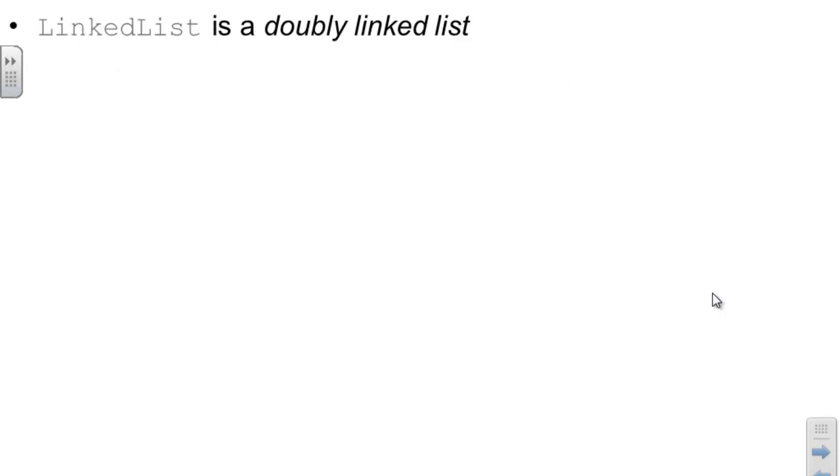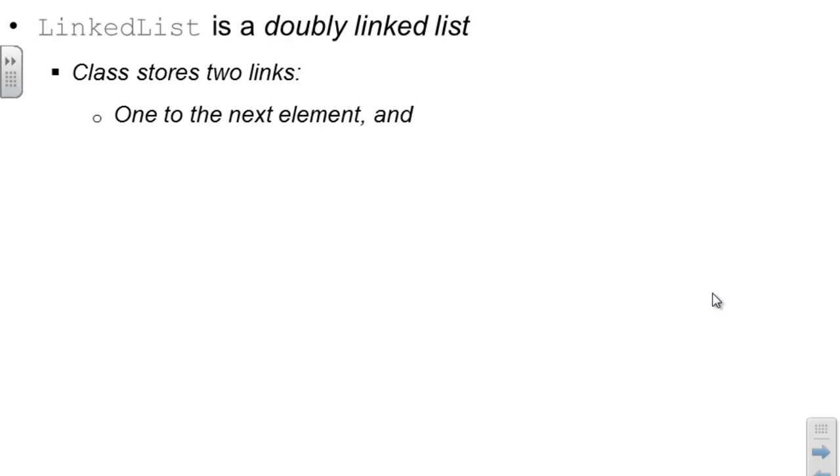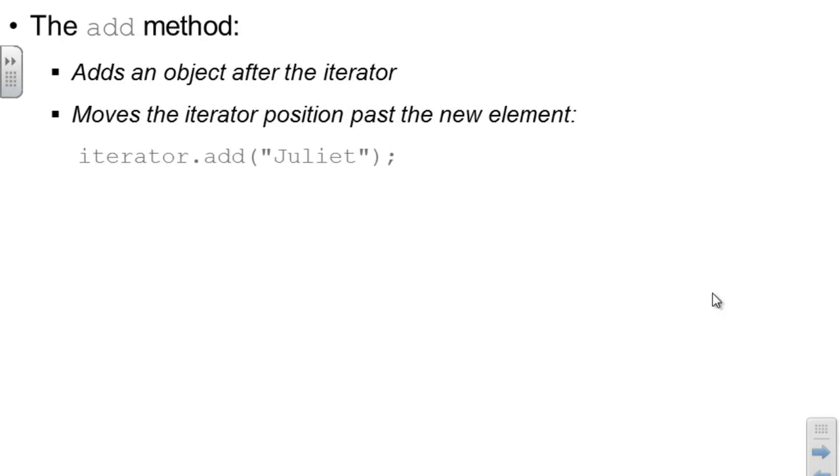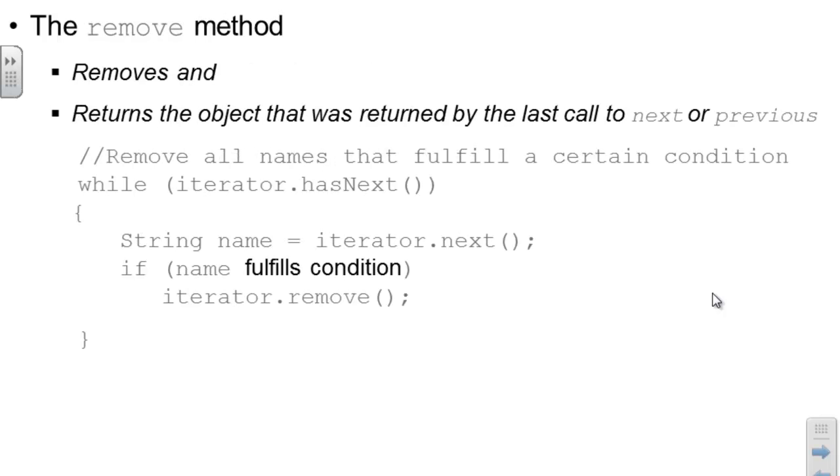The LinkedList class is what we call a doubly linked list. So I know how to go forward and I know how to go backwards. So it stores a reference to the next node and the previous one. To move the list position backwards, you can use the hasPrevious method and previous. Okay. Adding method, this is a little tricky to add. You have to do a lot of updating. You don't want to drop a reference or you lose the list. But it adds an object after the iterator and then moves the iterator past it. So if we were to call add Juliet, it'll drop the J and then move across.